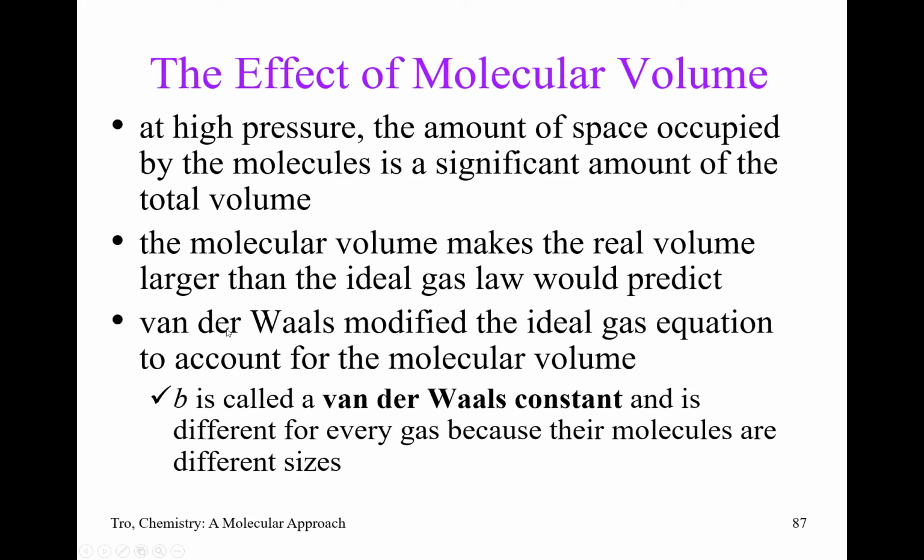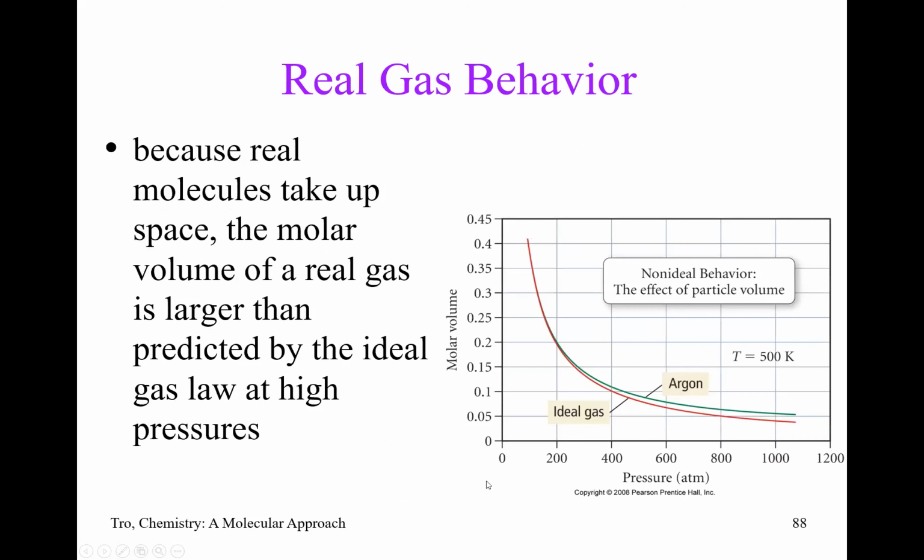Van der Waals is something we'll cover in Chem 162. This is just introducing it. But basically what van der Waals is, it's the collisions. So van der Waals modified the ideal gas law equation to account for the molecular volume. This is this correction factor. And it's different for every gas because of their different sizes and shapes. So what we get here is a correction factor for the ideal gas law. This is beyond the scope of our class. This won't be on the exam. It's a bit too much for us.